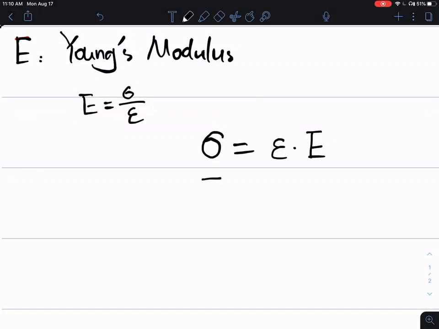So I want to compare this with the spring. This is kind of like force. We mentioned last time, stress is to describe the intensity of force, right? And strain here is the intensity of deformation, the change of length. It's kind of our delta x. And E here is a property of the material. So it's the k constant.